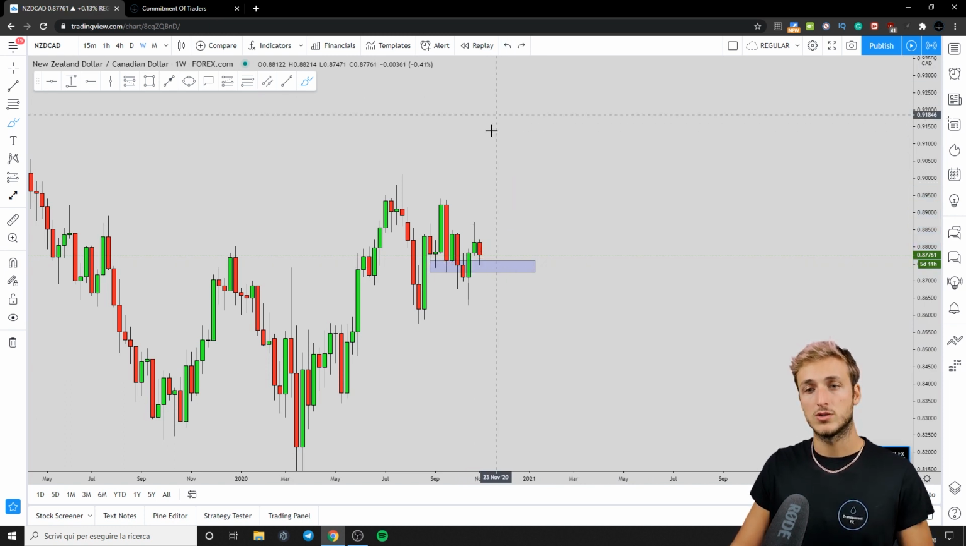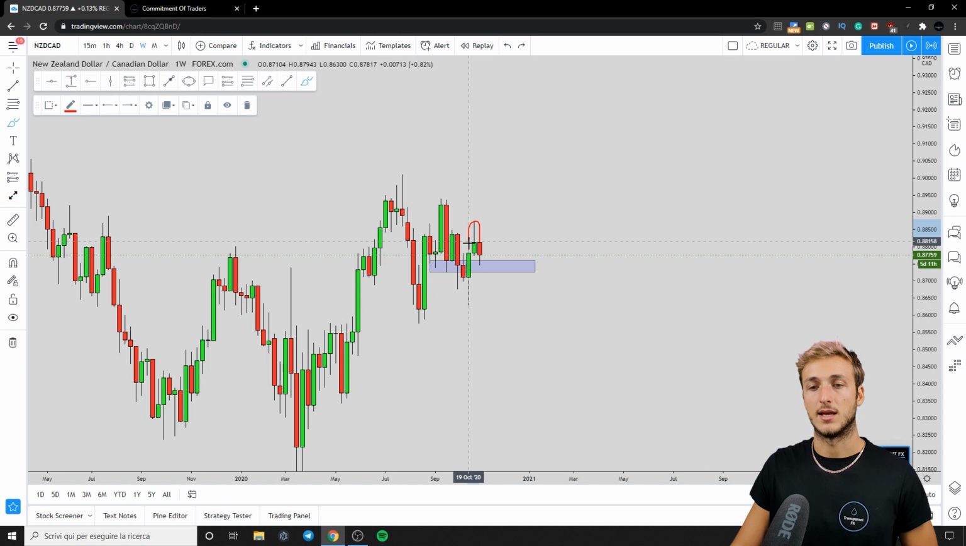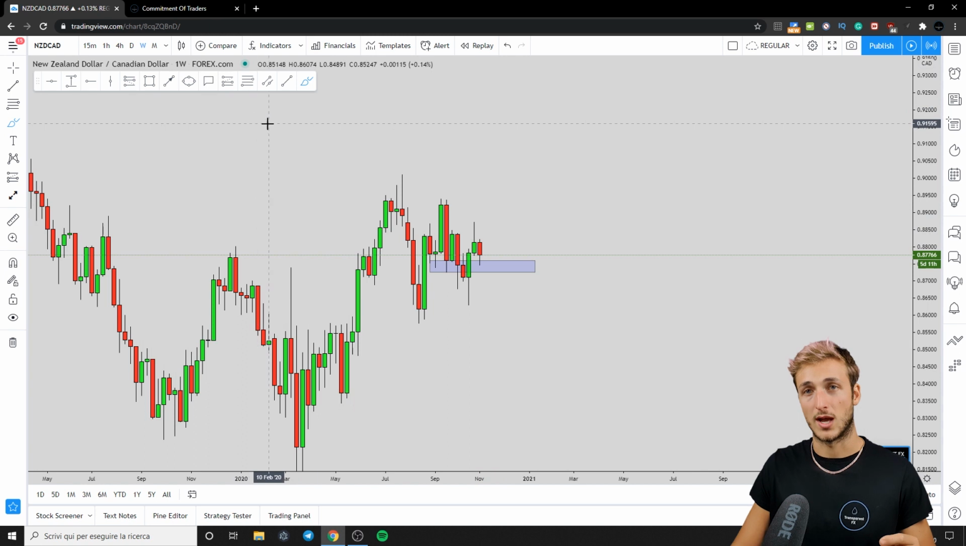Now, what we can also see is that the last weekly candle is this candle here. When you see a candle like this, what you do expect is the next candle to fill in this wick. So from a weekly perspective, we would like to see the market create a move to the upside, filling in this weekly wick and creating the continuation to the upside.